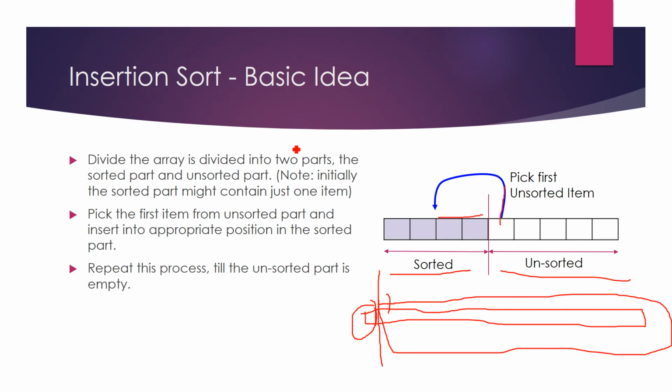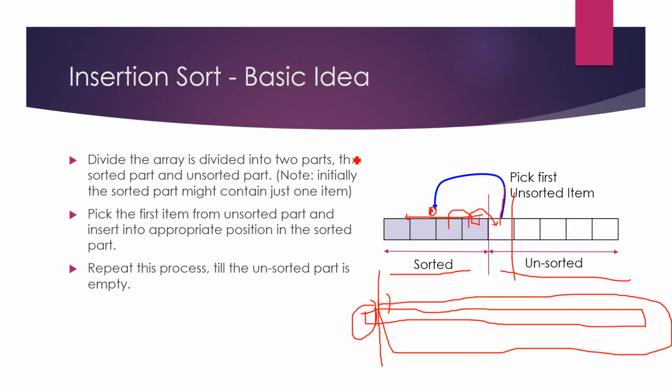I'll keep comparing like this from the last item to the first item till I find a point where this new item should be inserted. Once I find that space, I'll move these items one by one to make space and insert the unsorted item into its place. Once I have done that, I will move my marker so that my sorted array increments and my unsorted array decreases by 1.